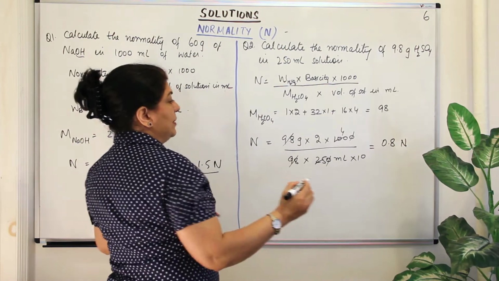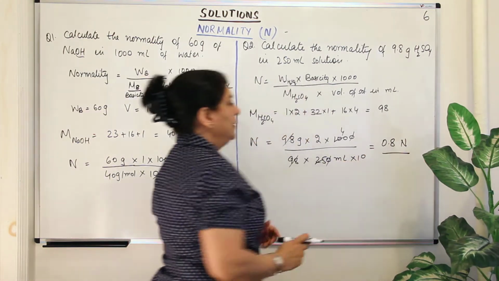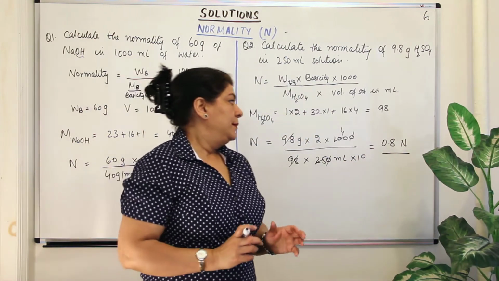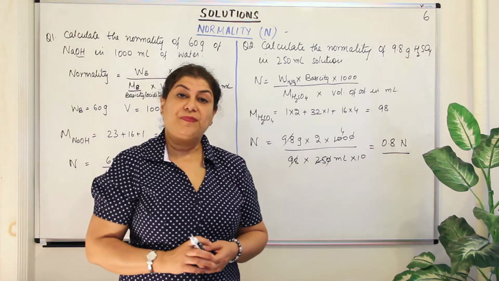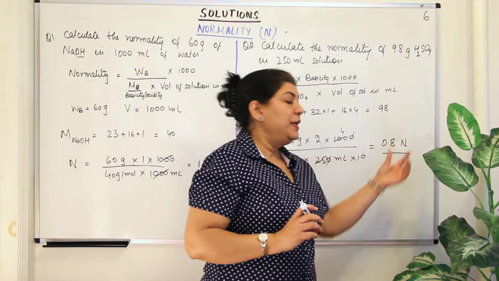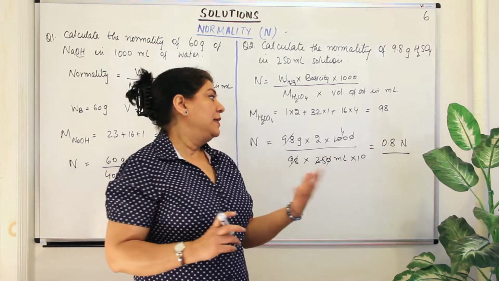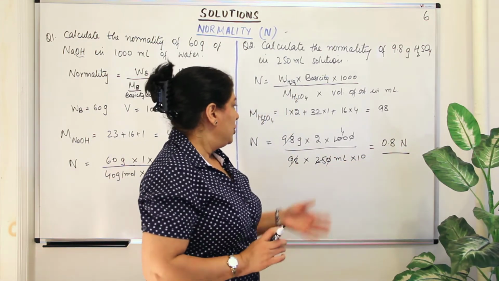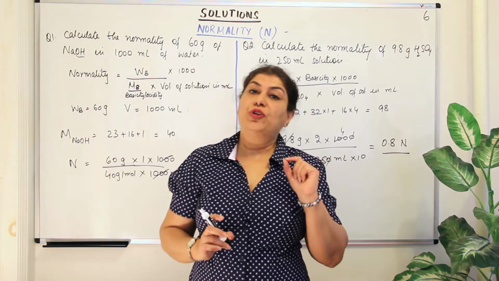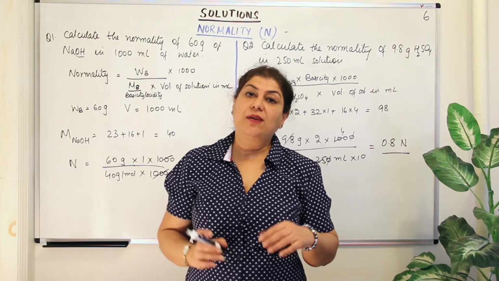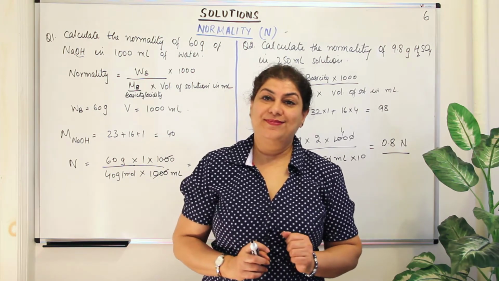The unit is normal, right? That is gram equivalence per liter of the solution. The unit normal means it is gram equivalence in a liter of solution. So this is the normality of the H2SO4 solution. Let us now do 2 more numerical problems. Give me a moment to write them down and then I'll explain them to you.